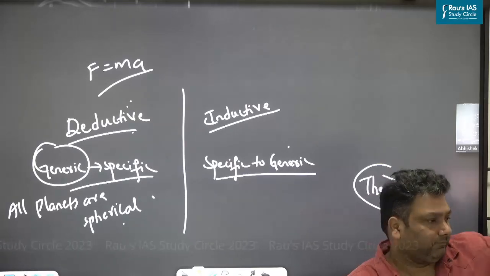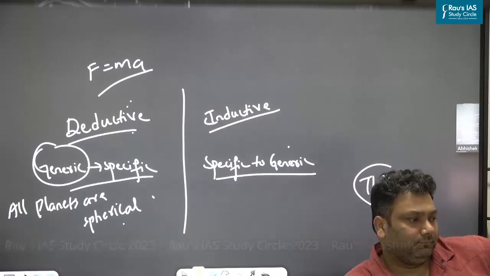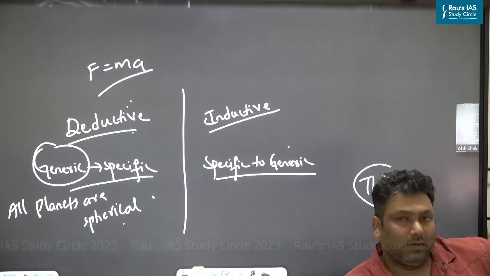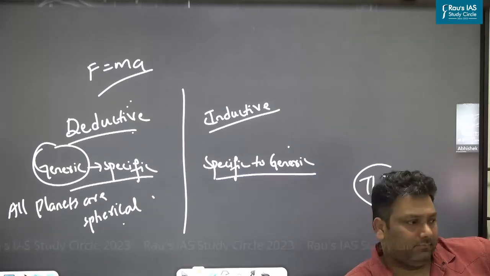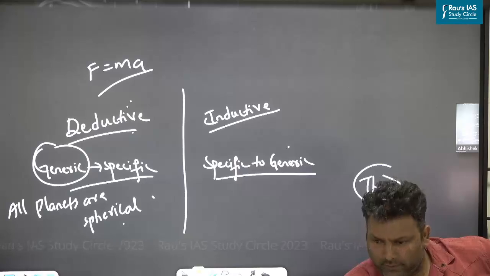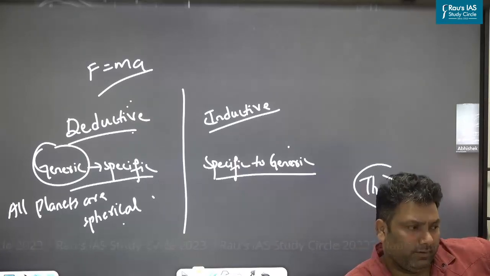Next point. It explains the population growth in terms of high birth rate and high death rate. 2, low death rate and low birth rate.